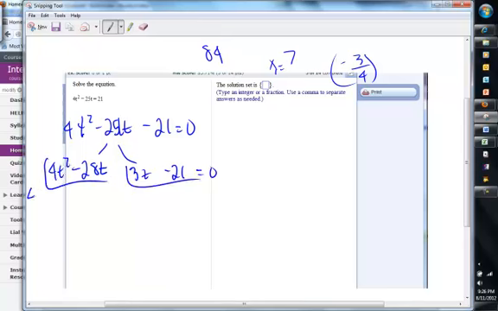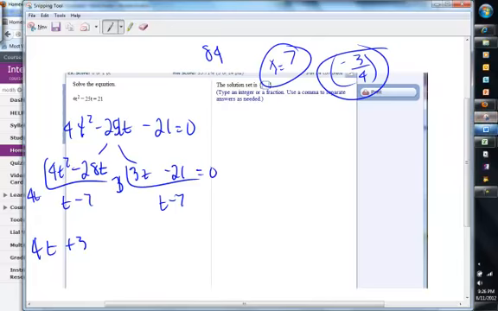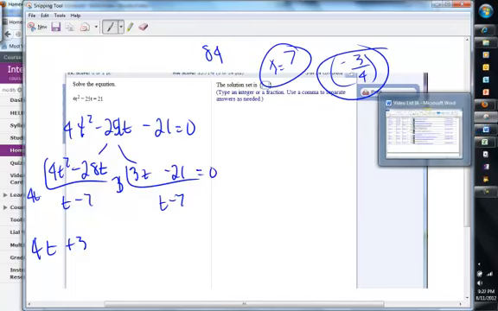So take a 4t out of the first ones and a 3 out of the last ones, and you're left with t minus 7, 4t plus 3. So that's where you get t is 7, and 4t plus 3, that's where you get 3/4. So 7 and 3/4. I wonder why I couldn't think of those by myself. 7, one of them's negative. Which one is it? Negative 3/4.